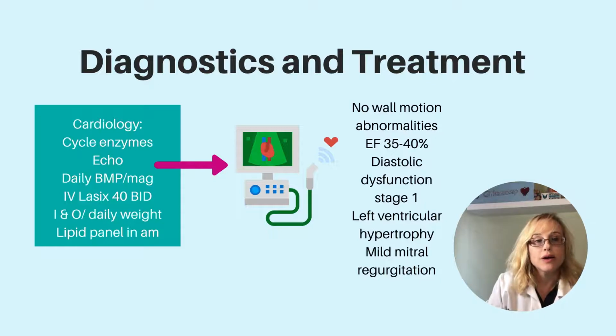So now we get the echocardiogram results back, and it reveals no wall motion abnormalities, but the ejection fraction is 35 to 40%, and diastolic dysfunction stage 1 is also noted. He does have left ventricular hypertrophy and mild mitral regurgitation.